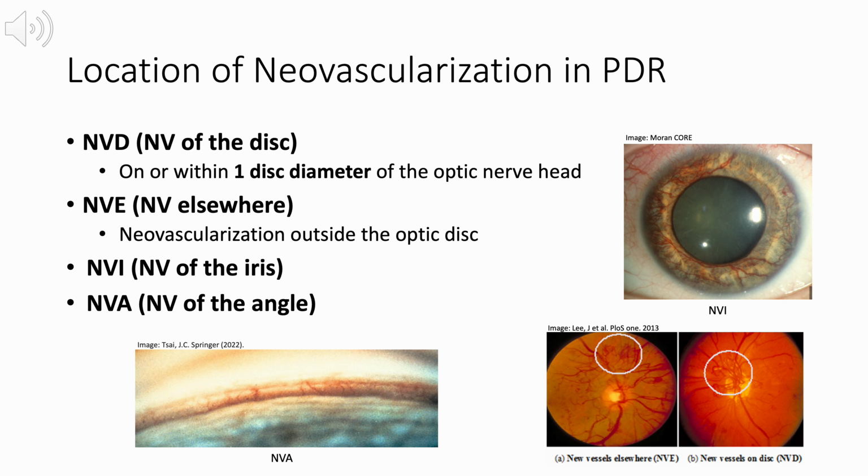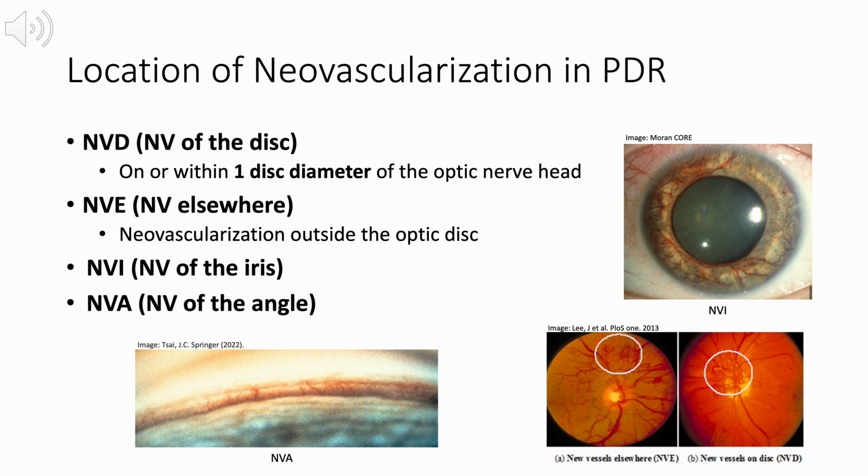Since VEGF is released into the vitreous cavity and diffuses throughout the eye, neovascularization can appear at several distinct anatomic sites, as mentioned in the previous slide. NVD is defined as new vessels located on the optic nerve head, or within 1 disc diameter of it. NVE refers to neovascularization elsewhere, that is, any neovascularization outside the optic disc region. NVI refers to neovascularization of the iris, and NVA to neovascularization of the angle.